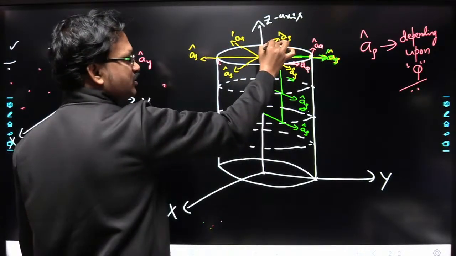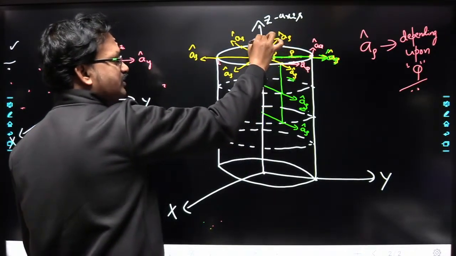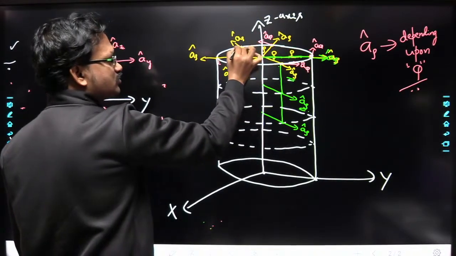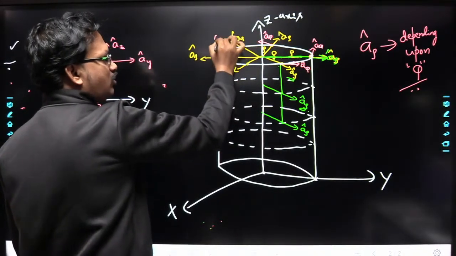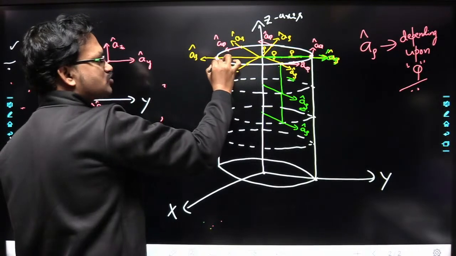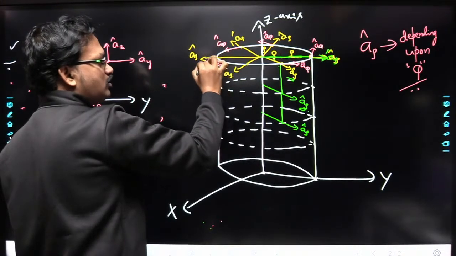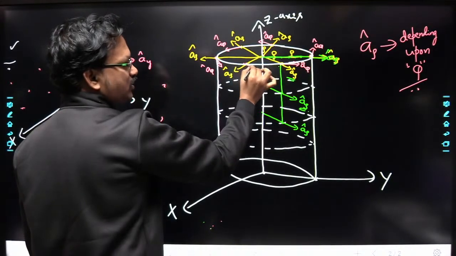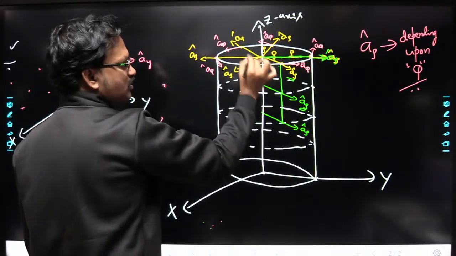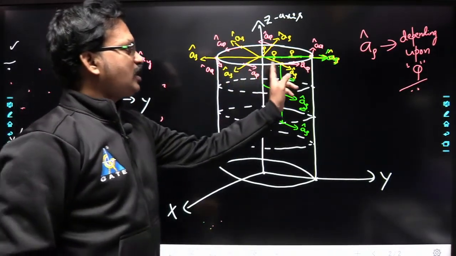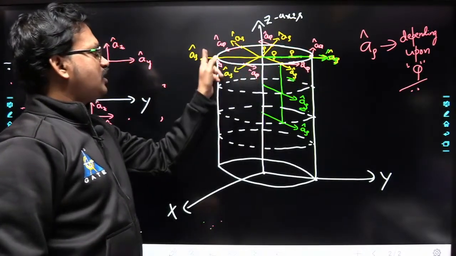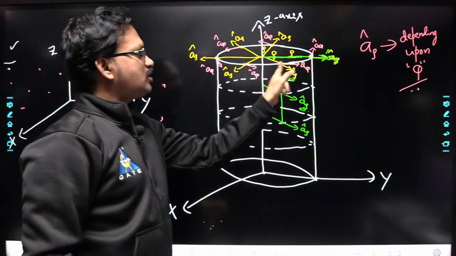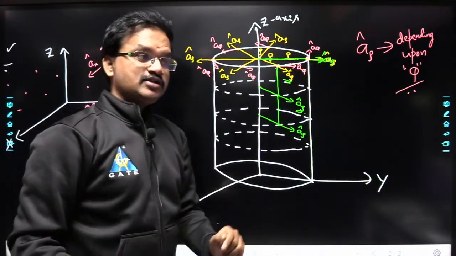Now at this location, the direction of a_phi cap is given by the tangent drawn at this point. So this is a_phi cap. At this location also it is a_phi cap. Understood? Now if you draw the tangent at this location, it is going to come out of the board, that is parallel to the x axis. Now at this location, it is going to point in this direction. Now if you observe, the direction of a_phi cap is also changing as you move along the circumference of the circle.